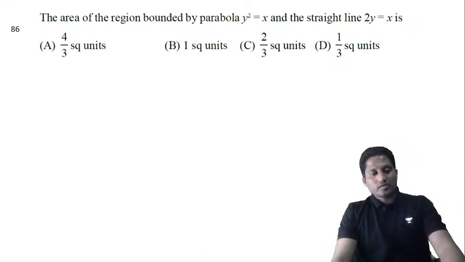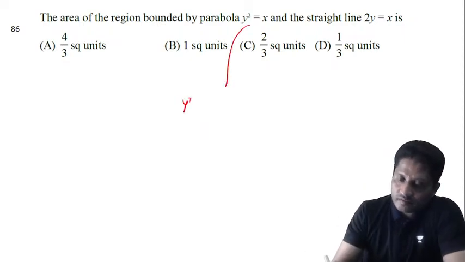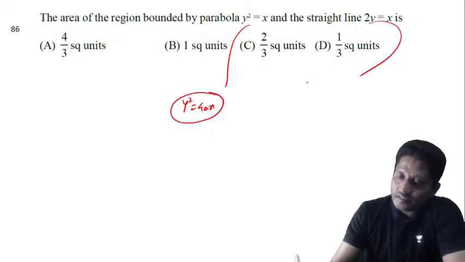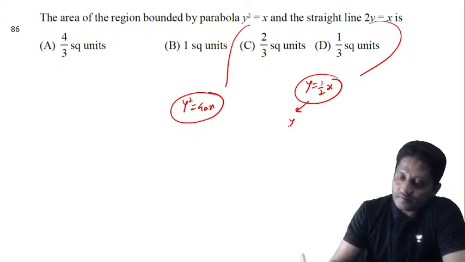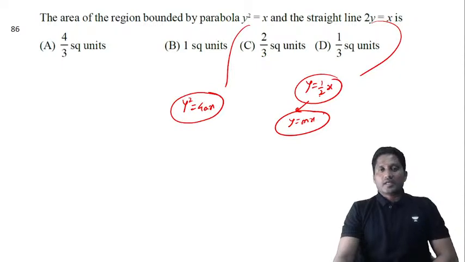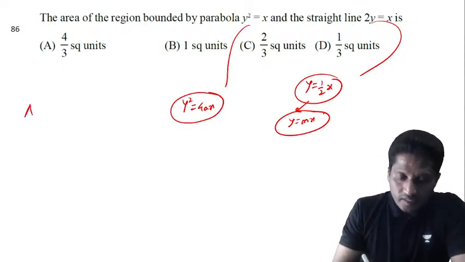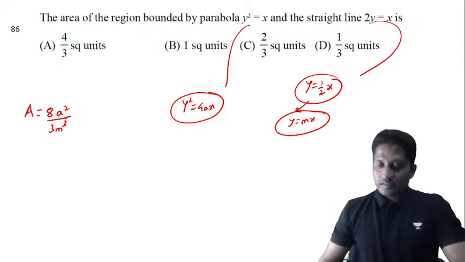See, suppose you have area bounded by the curve y square is equal to 4x and the line y is equal to mx. Area bounded by y square is equal to 4x and the line y is equal to mx. Area is equal to 8a square by 3m cube. Okay, in my PYQs of integration, I have given all the shortcuts.